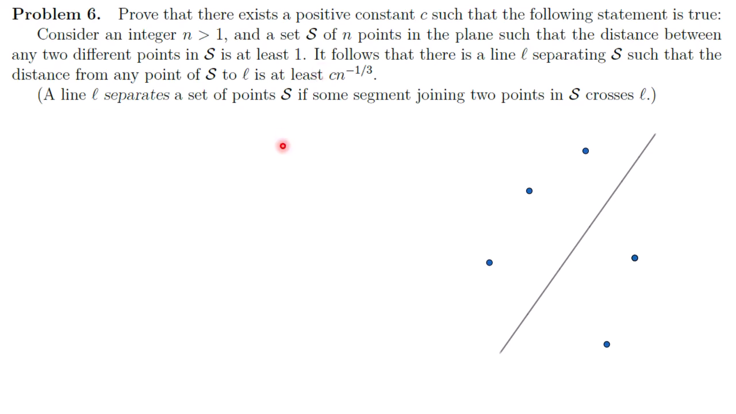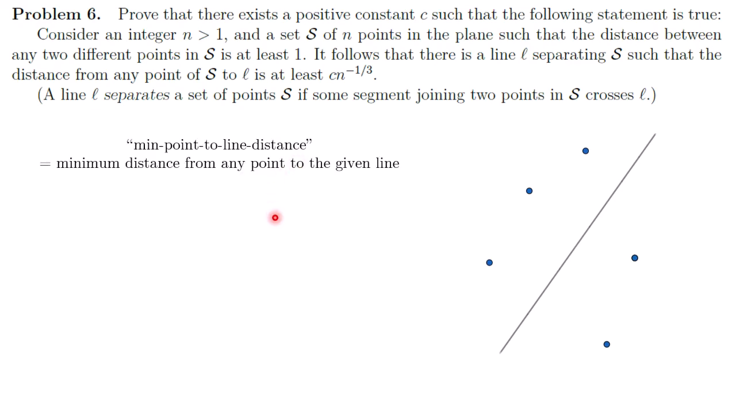Okay, so there are a lot of "such that" in this problem, which makes it a little difficult to understand. So I will introduce some terms and try and rephrase the problem. Firstly, if I'm given a certain configuration of points and I'm given a line, I'm going to define the min point to line distance to be the minimum distance from any point to the given line. So in this diagram, for example, the min point to line distance will be this distance here.